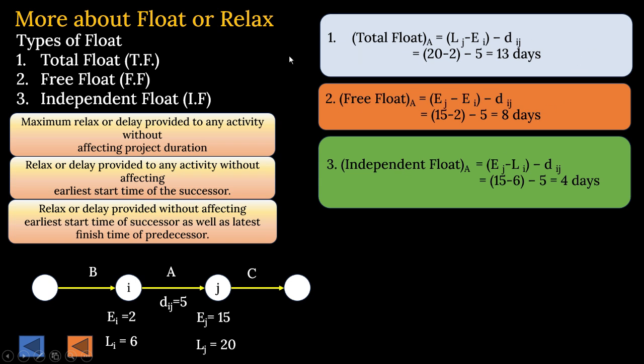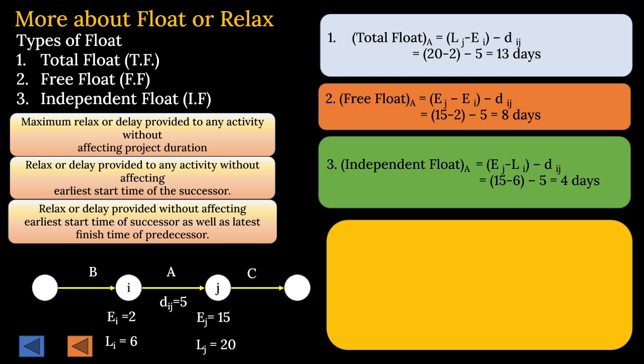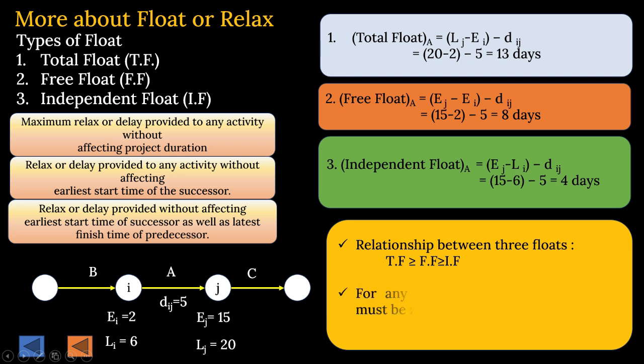Now let us try to see the relationship between these three. We can see that total float was 13 days, free float was 8 days, and independent float is 4 days. So it is diminishing. So you can see the total float is greater than free float and free float is greater than independent float. That's the relationship we can see virtually out here. And for any critical activity, the value of floats must be 0. That means at that point, total float, free float and independent float is equal to 0. That is a calculation of float.